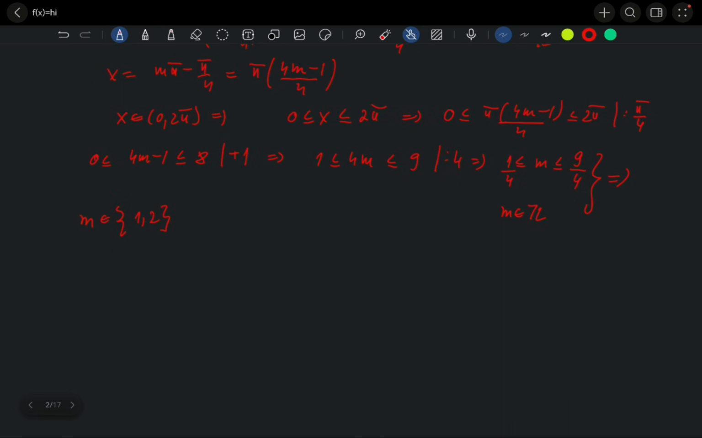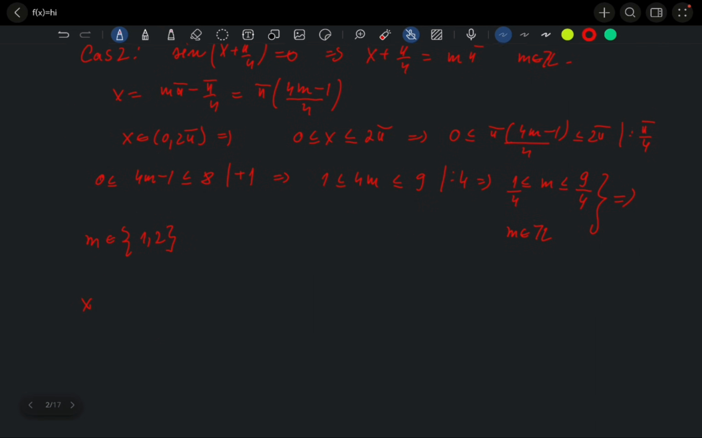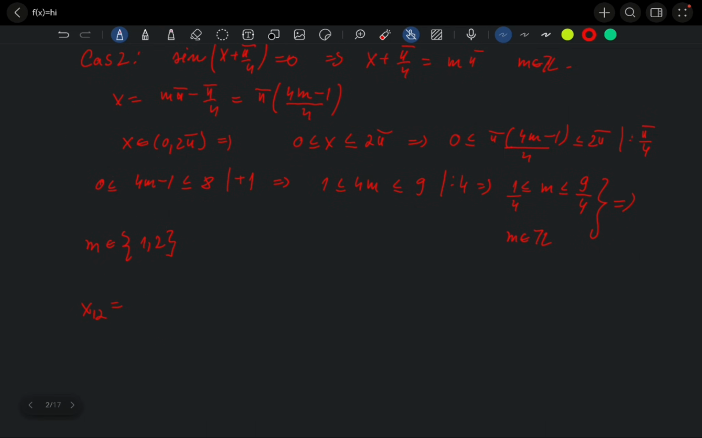So when m is equal to 1, we'll get x sub 12. So x sub 12 will be the case when m is equal to 1, and we'll get 1 times pi minus pi by 4, which will be pi minus pi by 4, which gives us 3 pi by 4. And x sub 13 will be the case when m is equal to 2. So you get 2 pi minus pi by 4, which is 8 pi minus pi by 4 over 4. So we'll get 7 pi by 4.